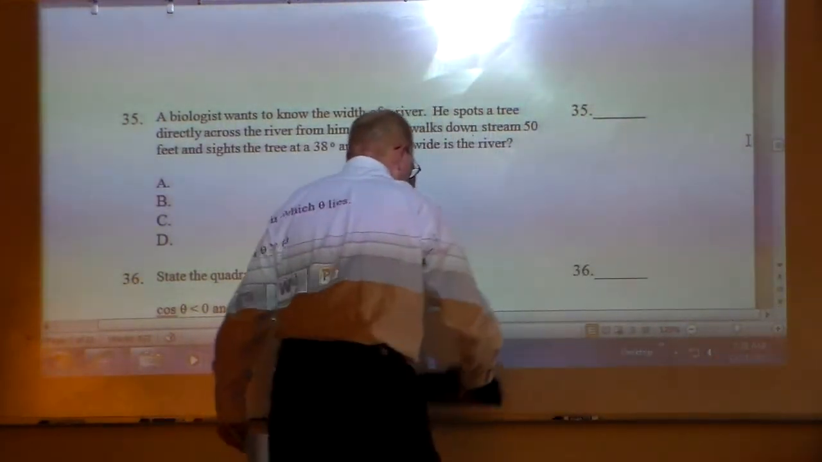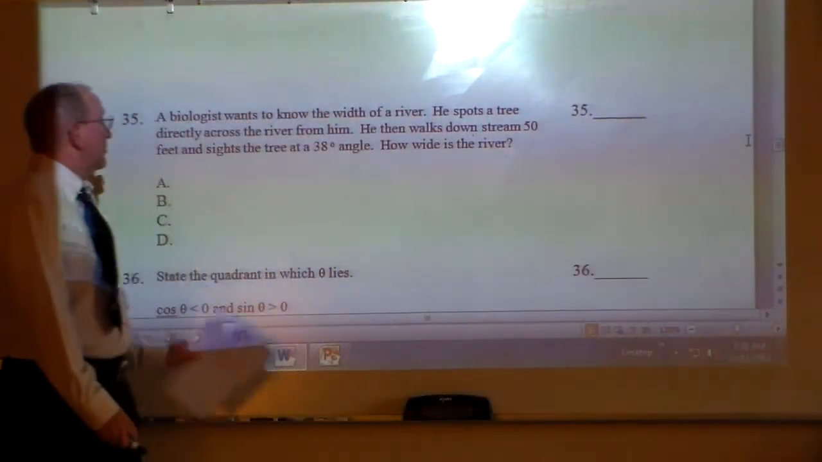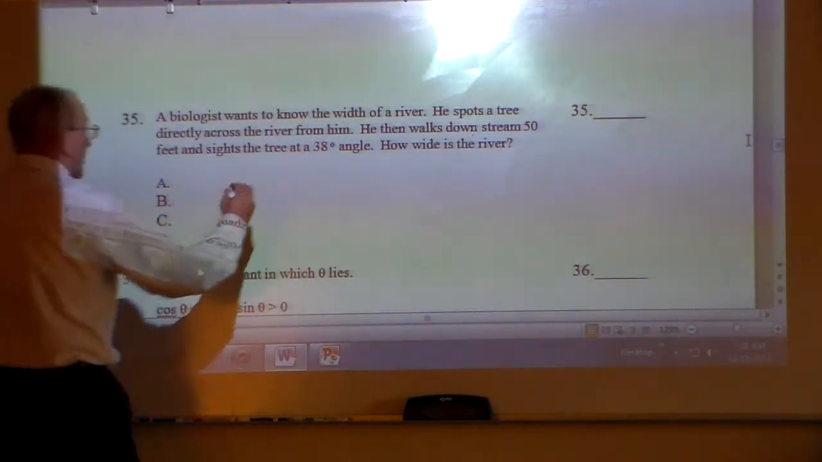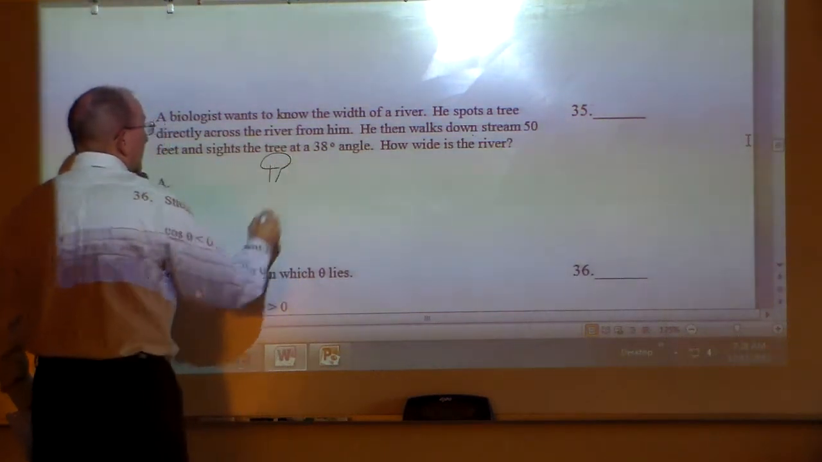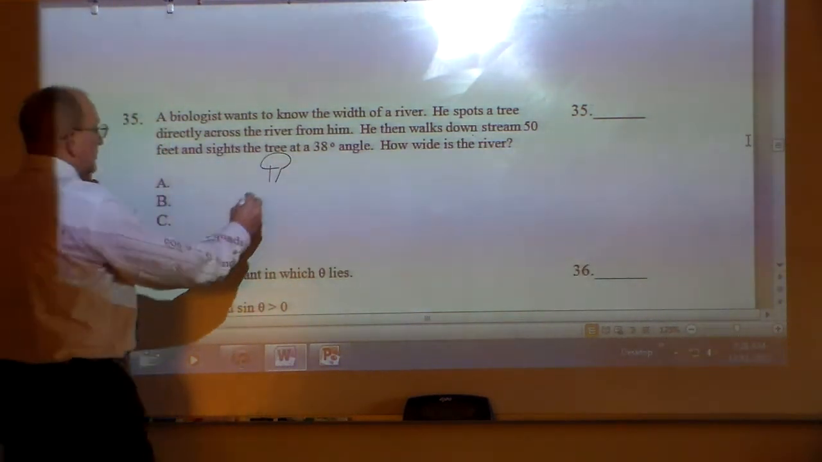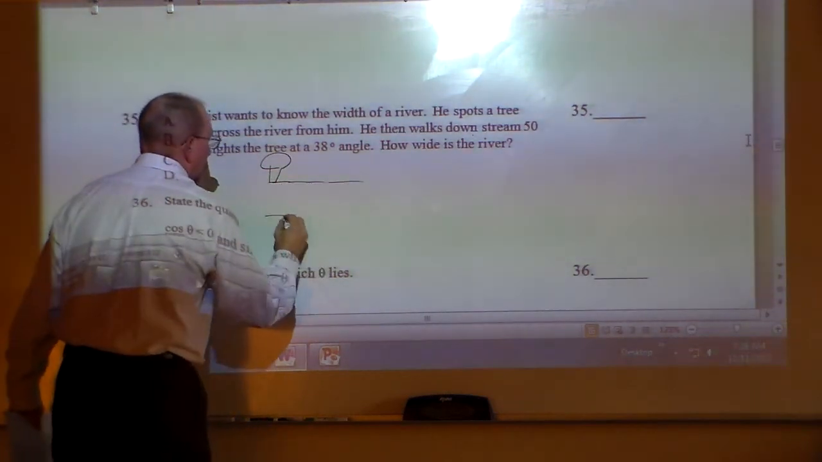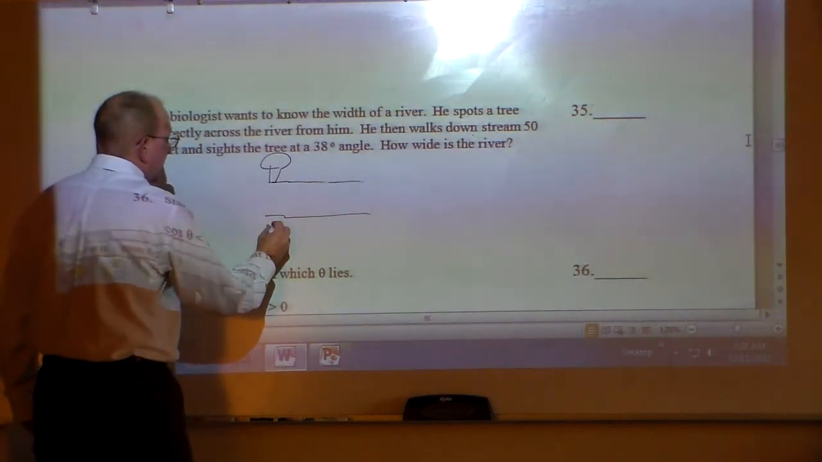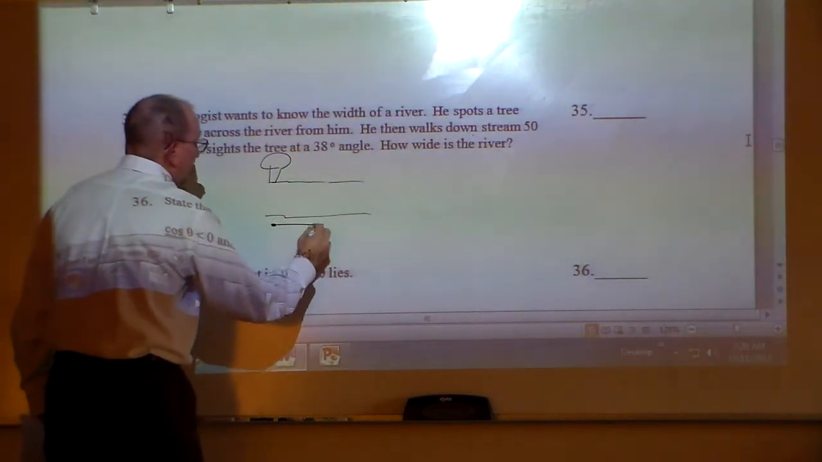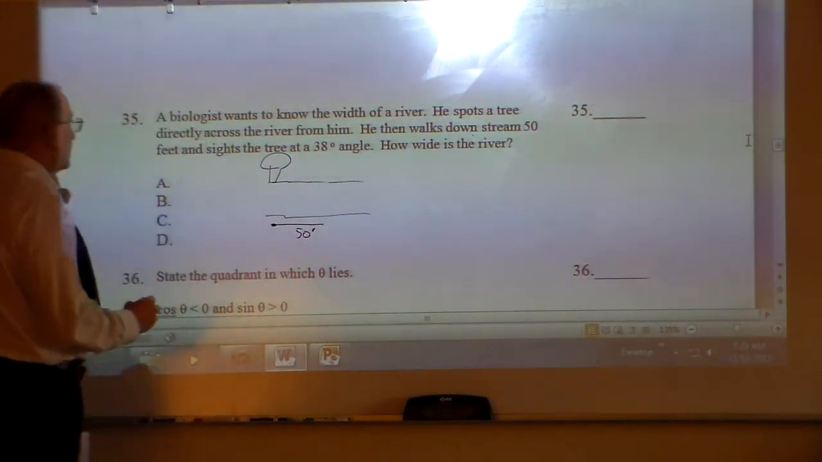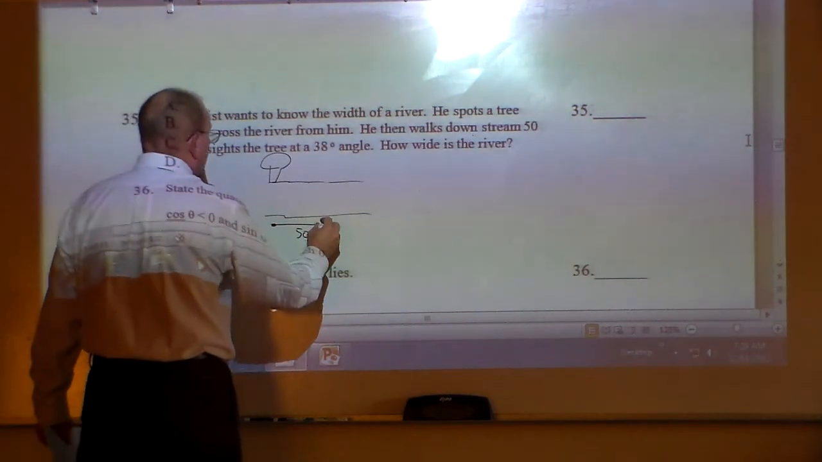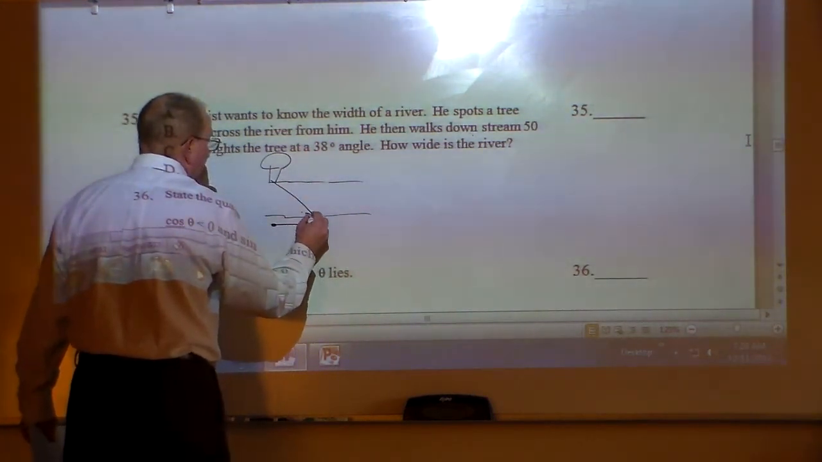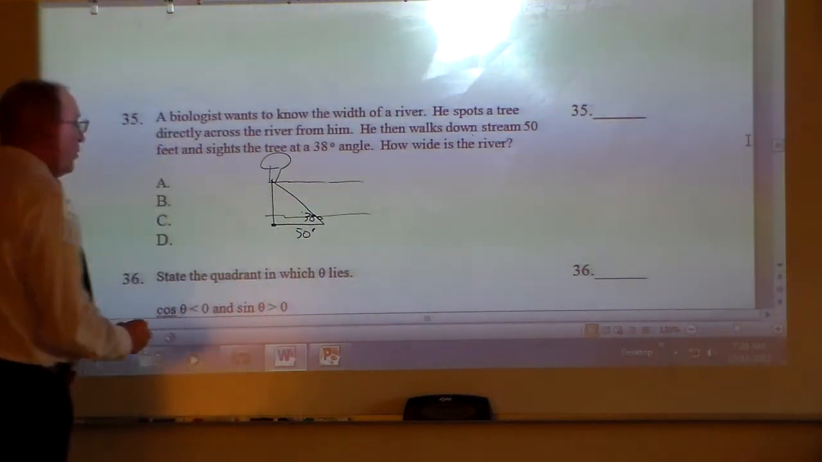On problem number 35, which is similar to this one, we have the following problem. A biologist wants to know the width of a river. He spots a tree directly across the river. There's our tree. He then walks downstream. Here's our river. He walks downstream 50 feet. So if the biologist is right here and he walks downstream 50 feet, and sights the tree back at a 38-degree angle. That angle is probably not going to be quite right the way I have it drawn. 38 degrees. How wide is the river?